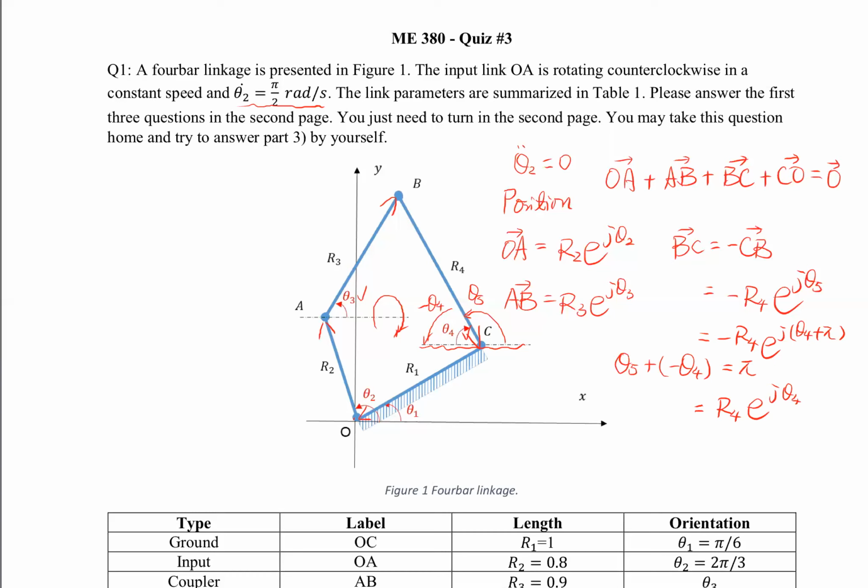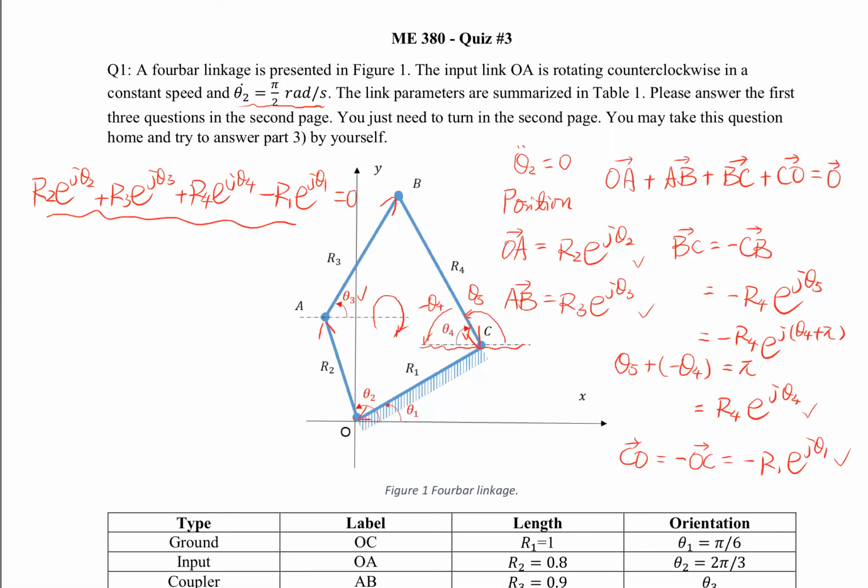All right. So the last one is CO. Again, it starts at C, but your angle theta 1 is defined around O. So it's better to reverse it, and then we have minus R1 e^(j theta 1). So we have 1, 2, 3, 4 vectors. And then we know the original equation; we just plug everything back in: R2 e^(j theta 2) plus R3 e^(j theta 3) plus R4 e^(j theta 4) minus R1 e^(j theta 1) equal to 0.